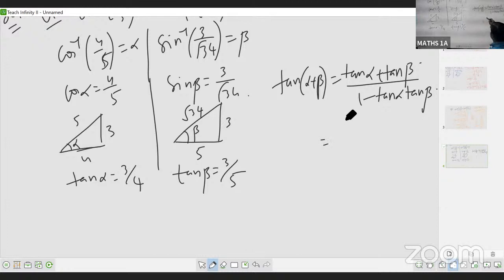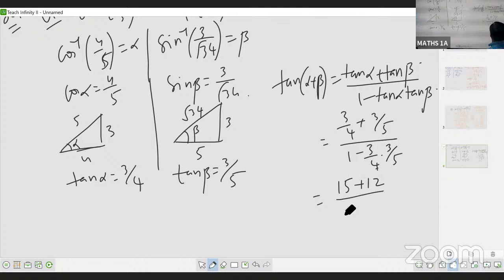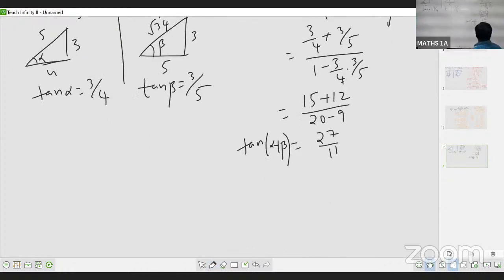That is tan alpha is 3 by 4 plus 3 by 5 by 1 minus 3 by 4 times 3 by 5. 5 3s are 15, 4 3s are 12. 5 4s are 20 minus 9, 27 by 11. Correct, no? This is tan of alpha plus beta, I got 27 by 11. Now alpha plus beta is equal to tan inverse 27 by 11.